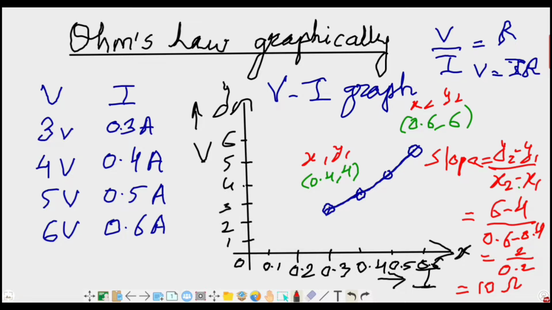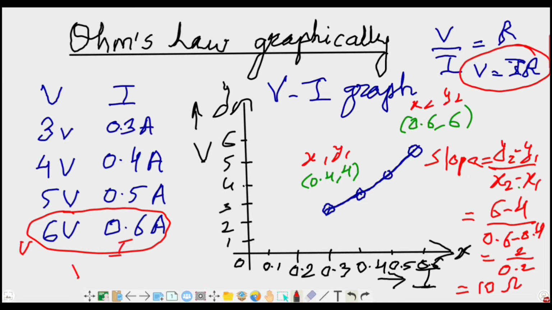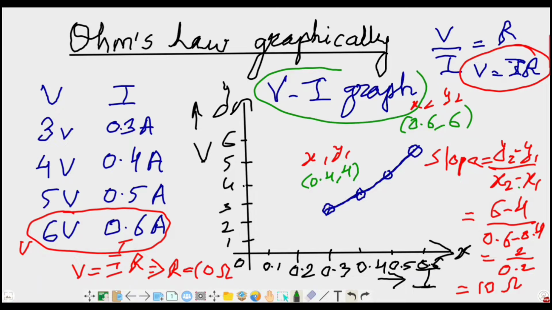So when you solve this, you are getting 10 ohms. When you take any of these values, this is your V, this is your I, and if you concentrate on the Ohm's equation, V equals IR, when you substitute in this, then also this will give you the value of R as 10 ohms. So what this has indicated, students, is that graphically, when you take the VI graph, the slope will give you the value of resistance. This thing you have to keep in mind.